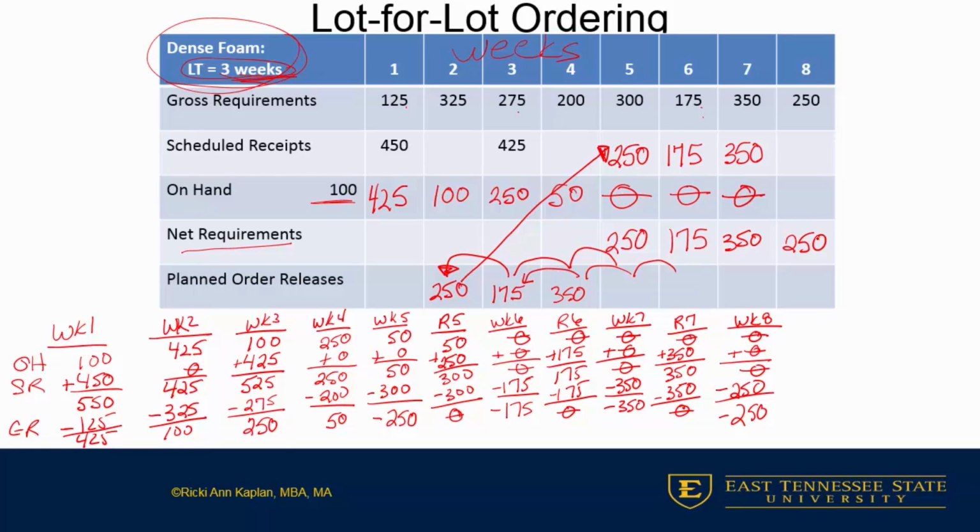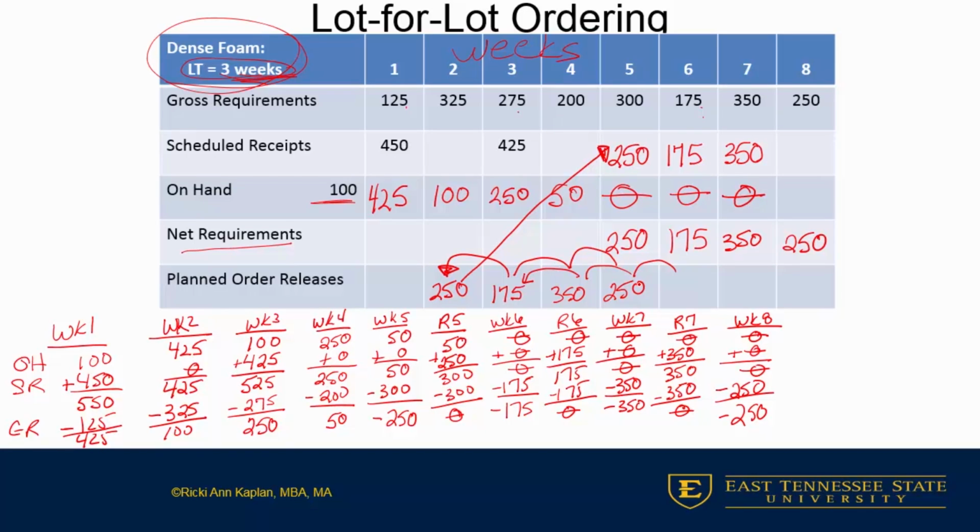If I have a need in week 8, when do I need to order it? Lead time 3 weeks. Go back 1, 2, 3 weeks. 250 units need to be ordered in week 5. So my planned order release is 250 units in week 5.